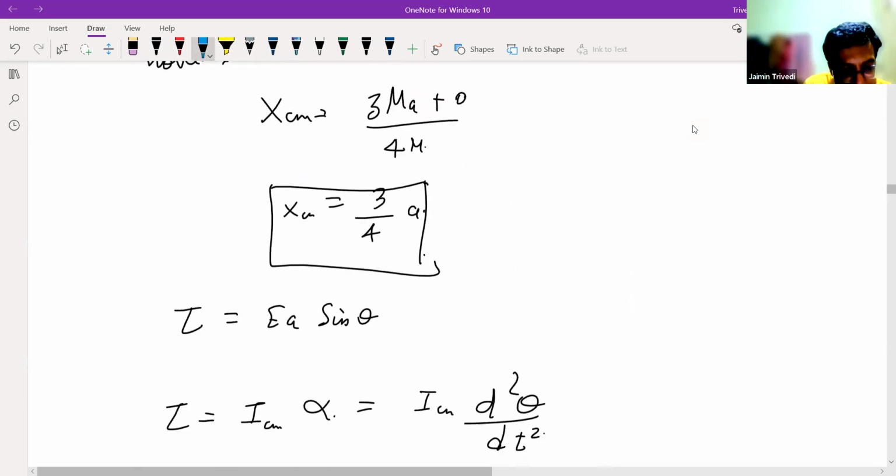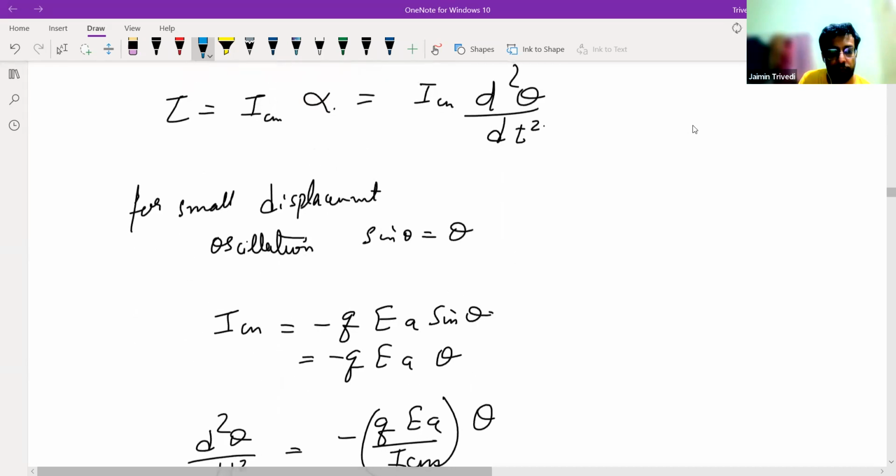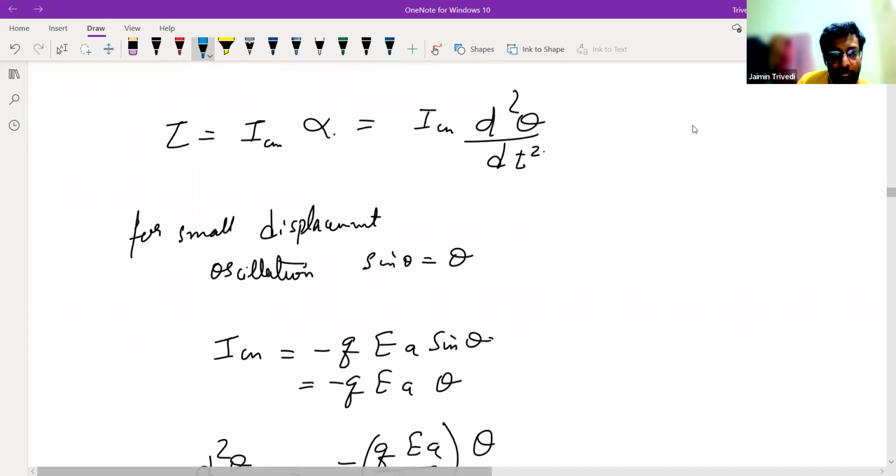Now, as we found the center of mass, we need it for finding the angular acceleration, like the moment of inertia. That is I. From here we do tau equals I into alpha. Okay, we haven't discussed all this yet.